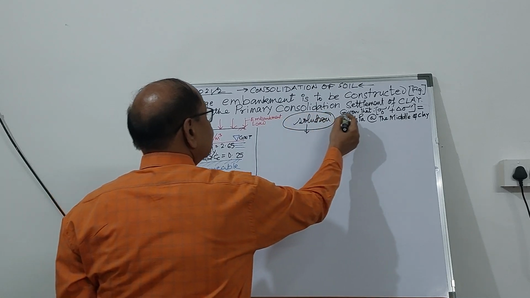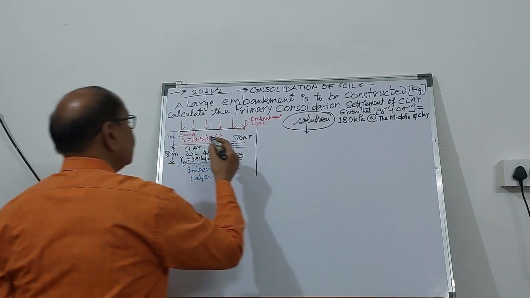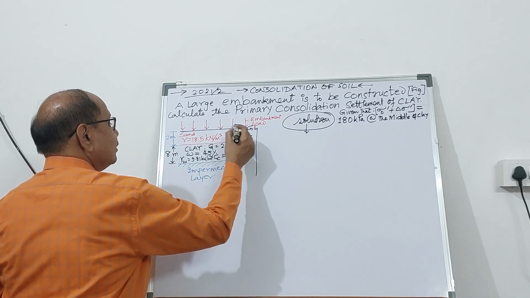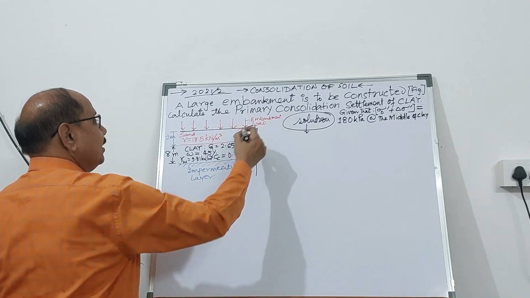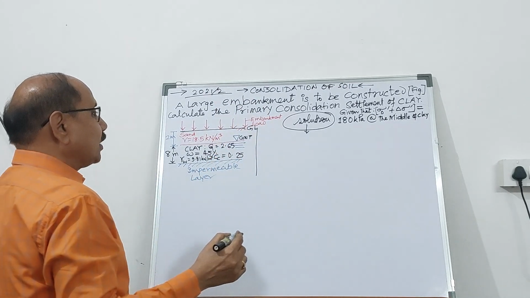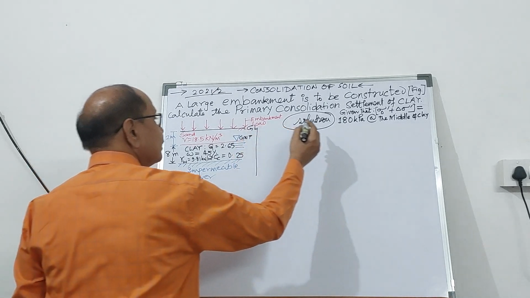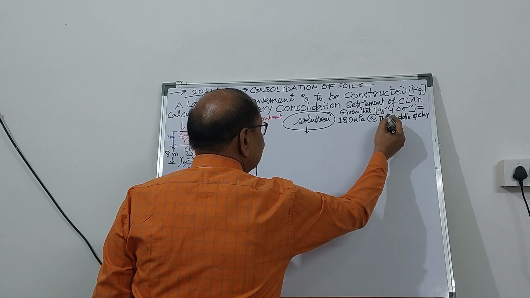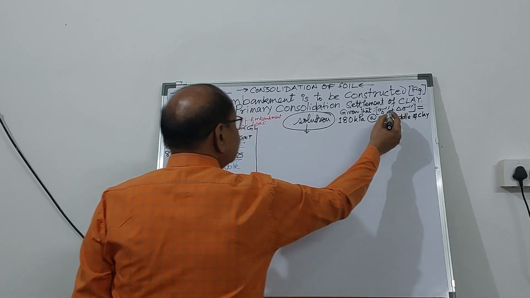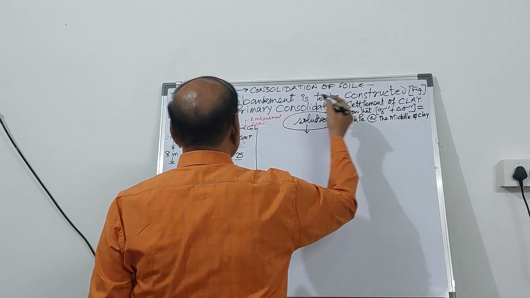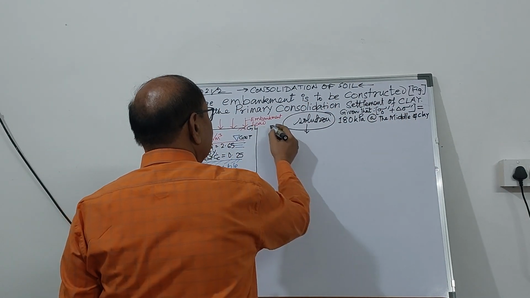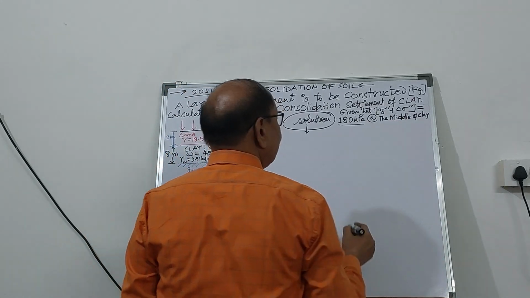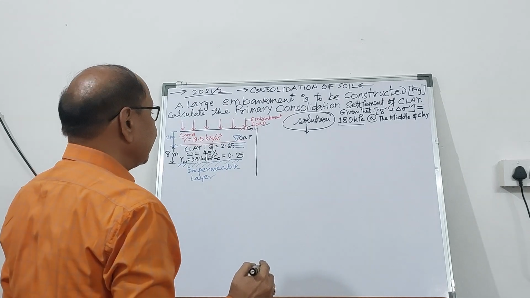Calculate the primary consolidation settlement of clay. So over this ground surface or ground level, you are going to construct an embankment. So you will have to calculate the primary consolidation settlement. You have been given that the effective overburden pressure plus the increase in pressure due to application of this embankment load is given to you as 180 kilopascal at the middle of the clay layer.